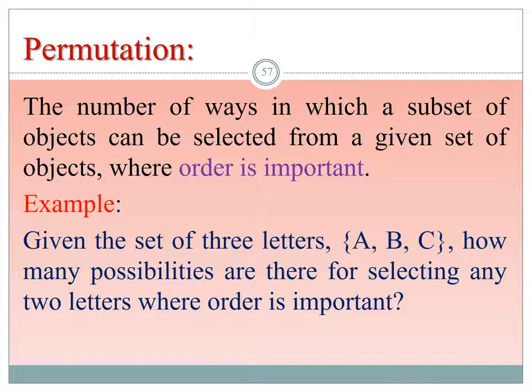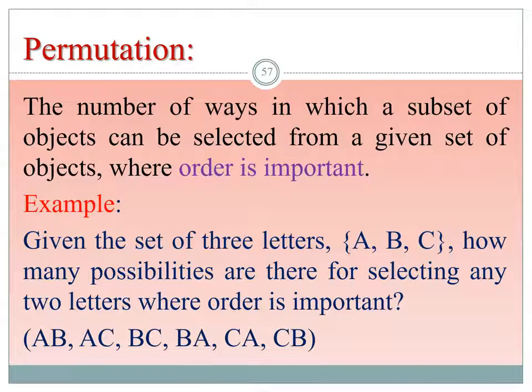Alright, so next, permutation. The number of ways in which a subset of objects can be selected from a given set of objects, where order is important. So in this case, order is very important. For example, given a set of 3 letters, A, B, C, how many possibilities are there for selecting any 2 letters where order is important?